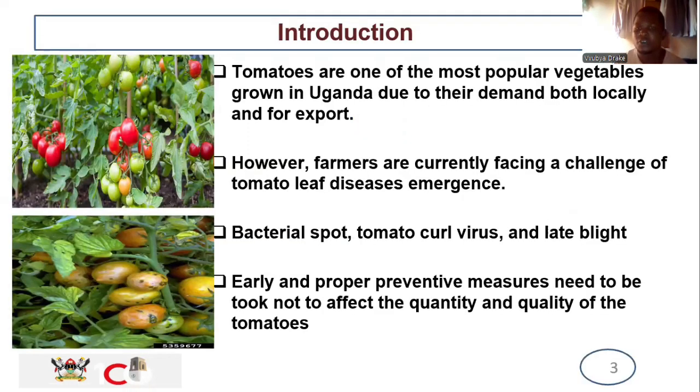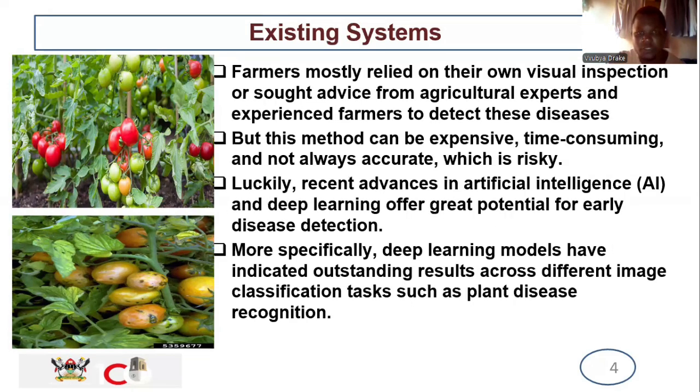Tomatoes are one of the most grown vegetables in Uganda due to their high demand both locally and for export. This is why most farmers have invested in the growth of these tomatoes. However, farmers are currently facing a challenge of tomato leaf disease, mainly diseases like bacterial spot, tomato virus, and late blight. This has led to significant losses for farmers. So early and proper preventive measures need to be taken, so that these diseases do not affect the quality and quantity of tomatoes.